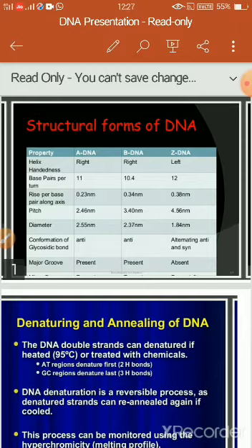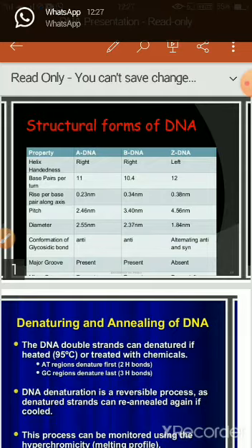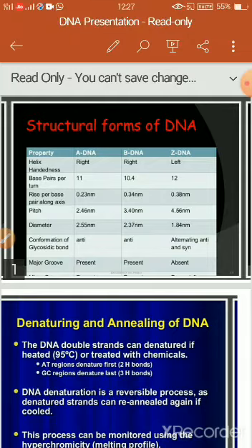Second property, base pairs per turn. A carries 11, B carries 10.4, and Z carries 12. Next is rise per base pair along the axis. See students, that is not that easy. You have to focus on that difference, because every time in competitive exams, either in NET or after post graduation, they ask questions from the A, B, and Z DNA comparison.